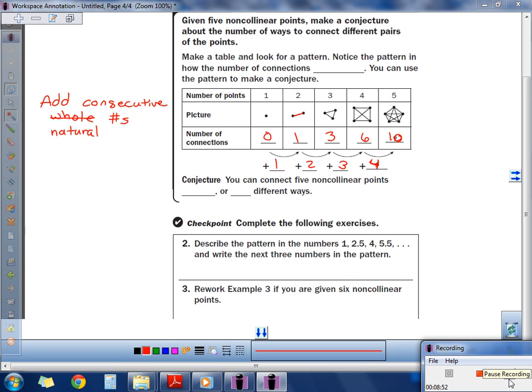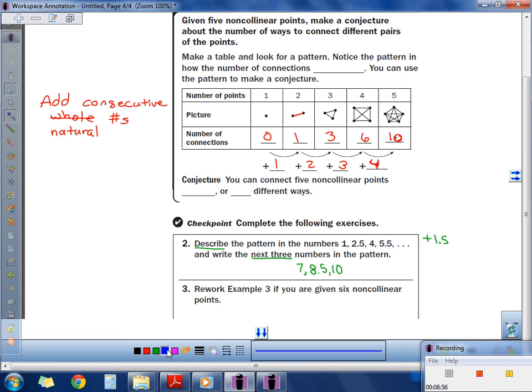In checkpoint number 2, the question says, describe the pattern in these numbers and write the next 3 numbers. So what's going on in this pattern? They're adding 1.5, so you could just simply say they're adding 1.5 each time. What are the next 3 numbers? 7, 8.5, and 10. Good job.